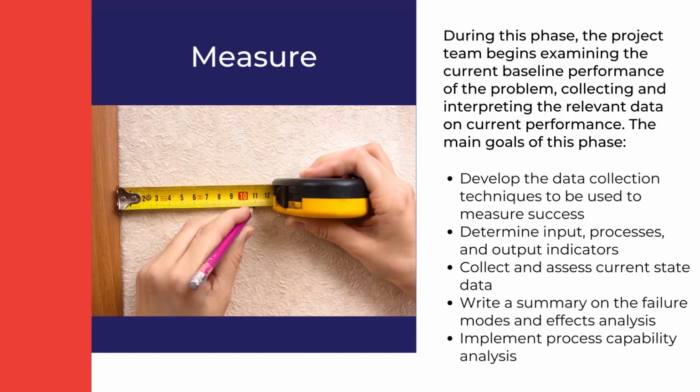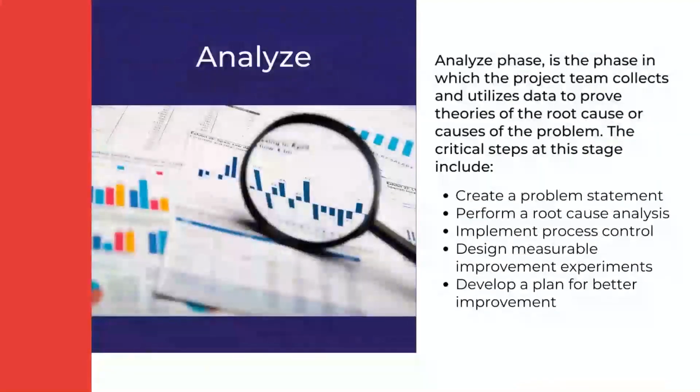Implement process capability analysis. The use of visual management tools like control charts, bar charts, run charts, etc. can help you achieve better results at this stage. Third is analyze. Analyze is the third phase of the DMAIC methodology.